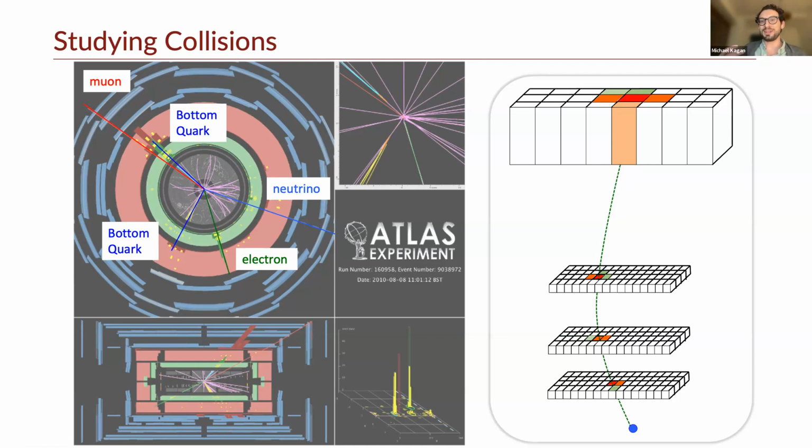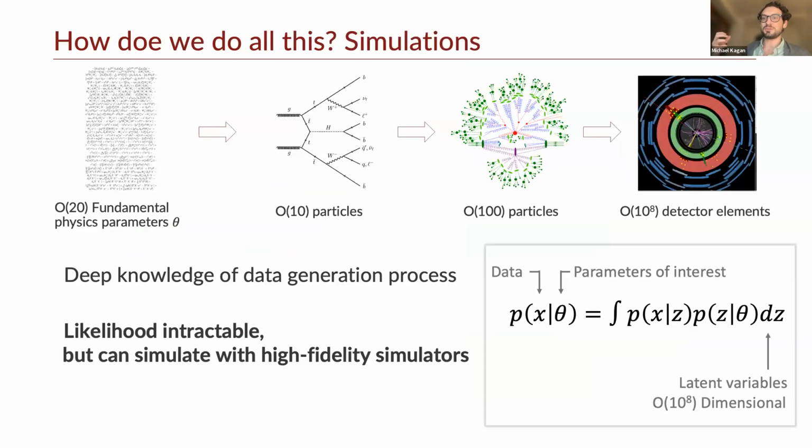In order to make all this work, we have to have a pretty good understanding of our data. So you might ask, how can we understand the data and develop these algorithms? A very key and central part of this data analysis is the fact that we have very, very precise simulations. We have a very deep knowledge of this data generation process, starting from the standard model, this long equation, which has about 23 parameters. You can add more if you want to hypothesize new particles.